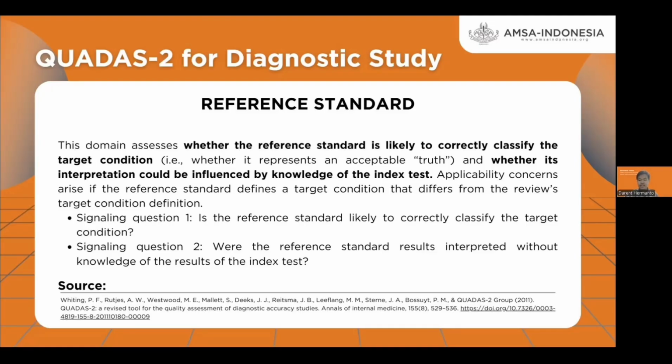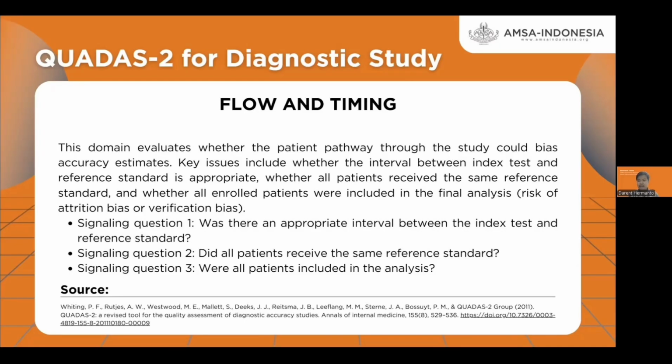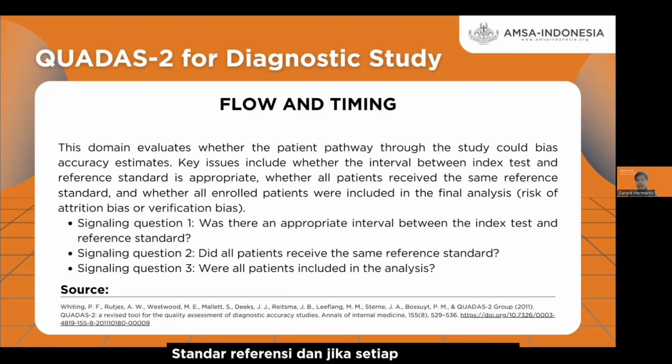The fourth domain, flow and timing. The flow and timing domain evaluates the patient's entire pathway through the study to see if it might bias accuracy estimates. Key factors include the interval between index test and the reference standard, whether all patients receive the same reference standard, and if every enrolled patient was included in the final analysis to avoid attrition or verification bias.